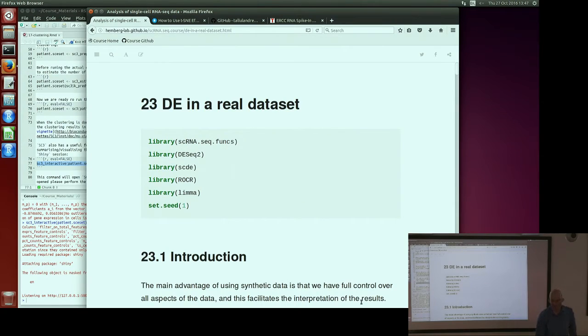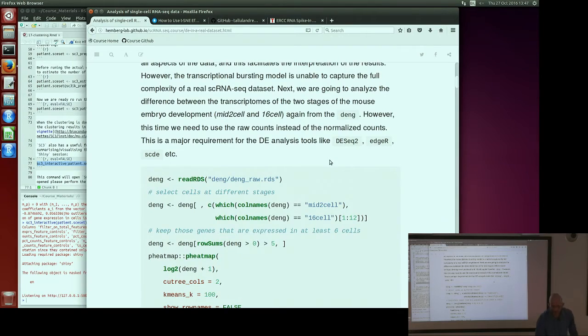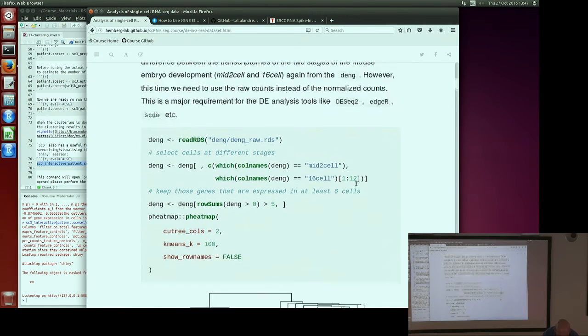So in this last bit, we're going to look at differential expression, but we're going to use a real data set. We're going to return to the Deng data set that we looked at previously for the pseudotime analysis. Again, to reduce the size of the problem so that it doesn't take such a long time to run, we're only going to select 12 cells from two of the stages, the two-cell stage and the 16-cell stage, and then we're going to compare them. So that's what this code here does.